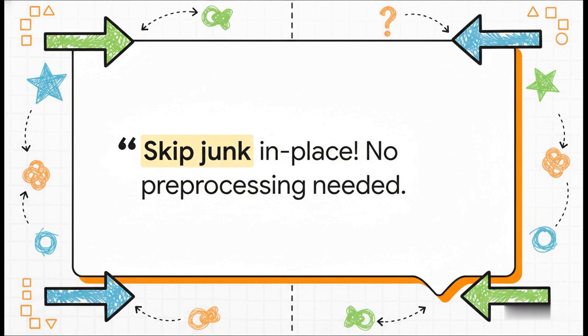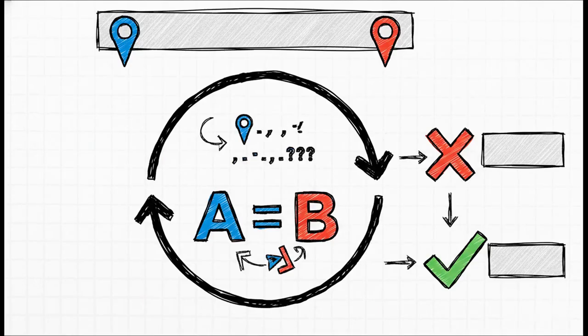It skips the junk in place. There's no separate cleanup step, no pre-processing needed. It just deals with the junk characters as it goes, on the fly. Okay, so how does this magic actually work? Well, imagine you place two fingers on the string, a left pointer right at the beginning and a right pointer at the very end.